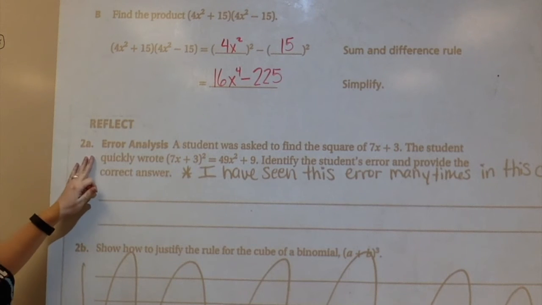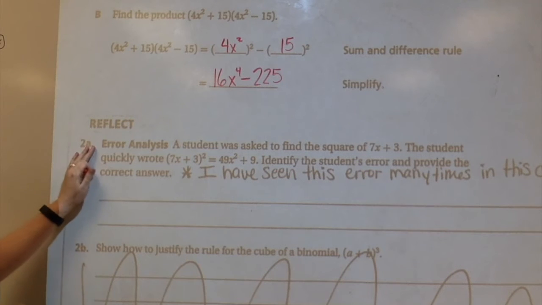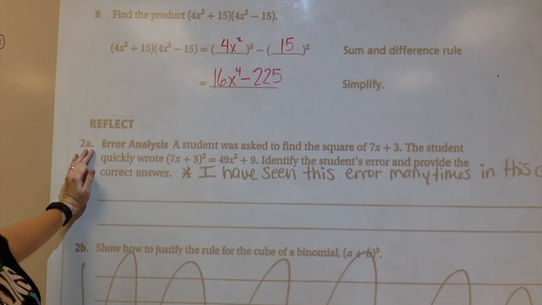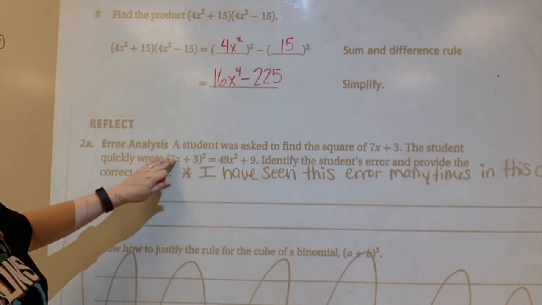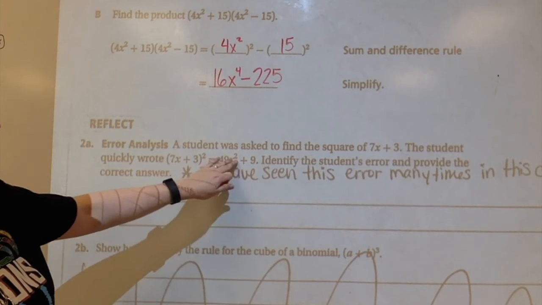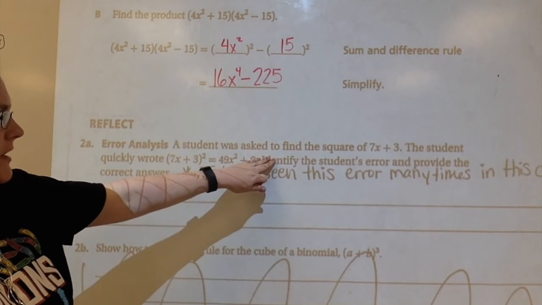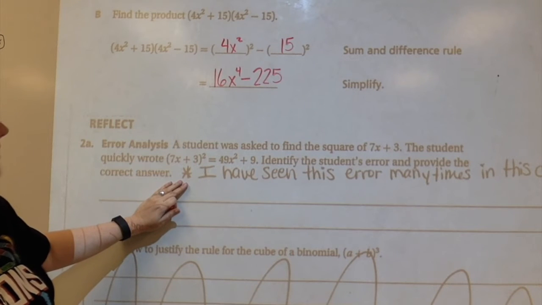Okay? There's a reflection piece here. We're not going to do the second one, but we are going to do the first one. Error analysis. A student was asked to find the square of 7x plus 3. The student quickly wrote (7x + 3) squared equals 49x squared plus 9. This is to identify the student's error and provide the correct answer. I've seen most of you do this at some point.